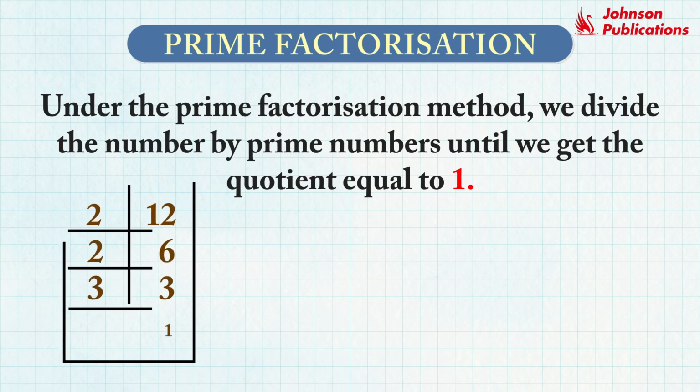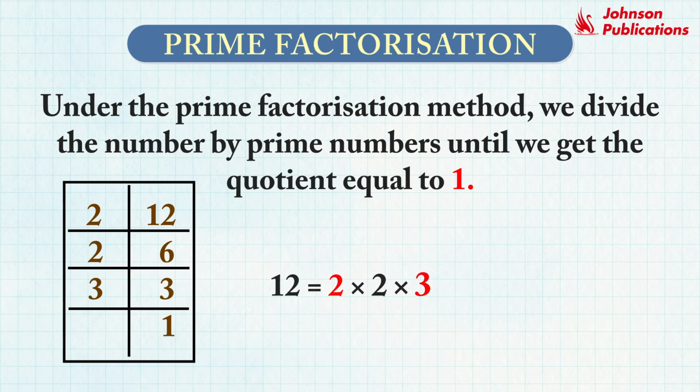Step 1. Divide 12 by 2. We get quotient equals 6 and remainder equals 0. Step 2. Divide 6 by 2. We get quotient equals 3 and remainder equals 0. Step 3. Divide 3 by 3. We get quotient equals 1 and remainder equals 0. Thus, 2 and 3 are the prime factors of 12.